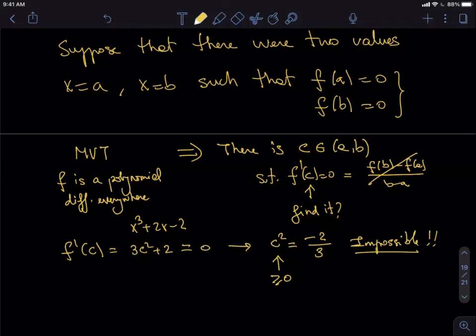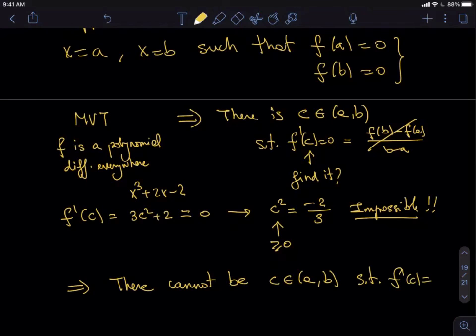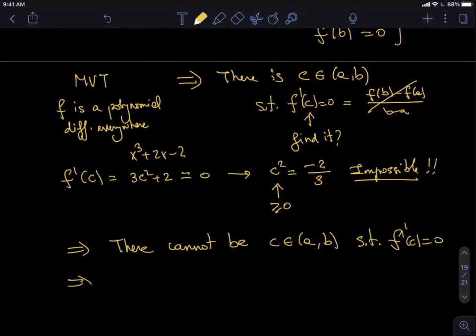All right, so this means that there cannot be a number c in between a and b such that f prime of c equals 0. Okay, and that means there cannot be two roots of the equation.